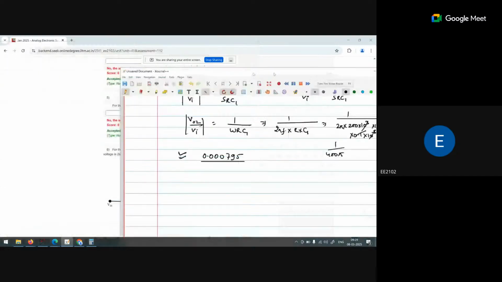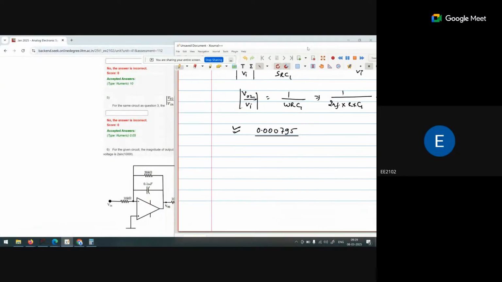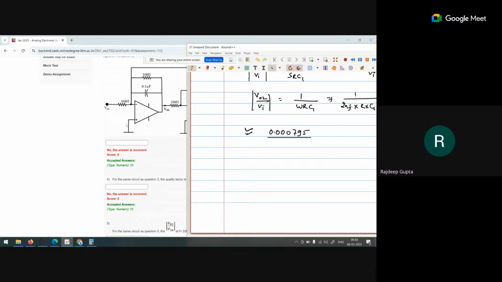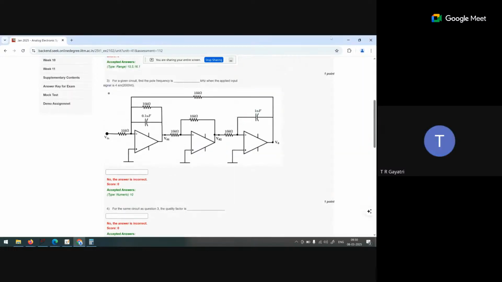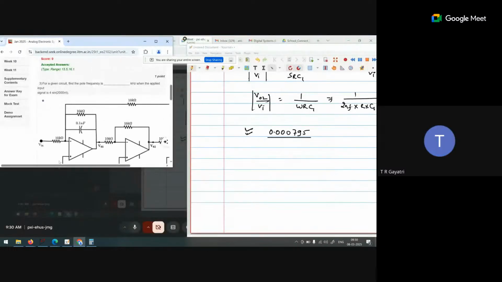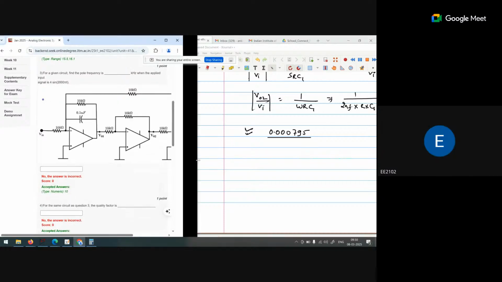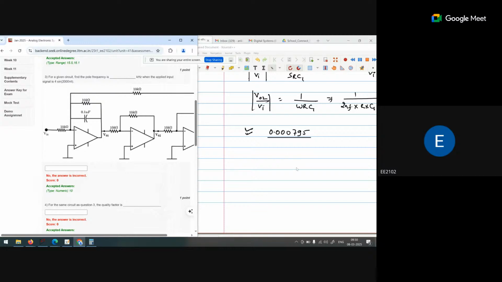The answer is okay. Any doubt? So it is 0.000795. Who asked the question? The answer is okay. Yes, sir. No, that doesn't agree with the system answer, sir. Yeah, the system answer is okay. The correct answer is 0.000795.